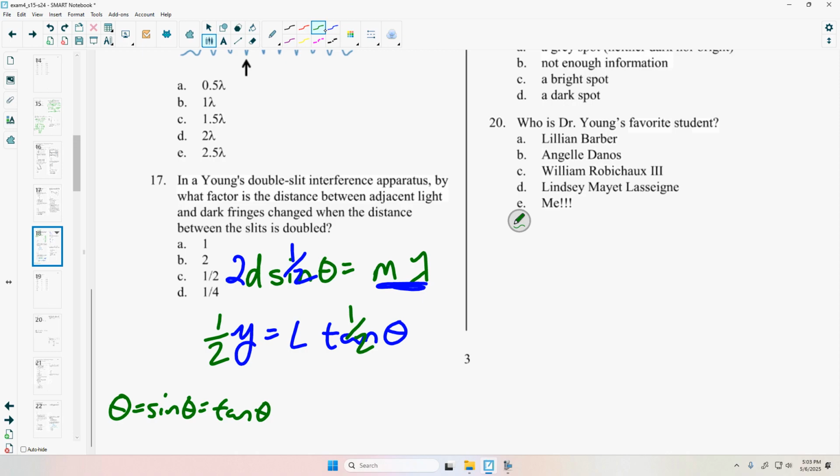The distance between the fringes, or the bright spots, is y. And so if this goes down by half, this also goes down by half. So follow that same procedure. Write out the equation, ask yourself what's changing, write it in, and ask how the other variables change as well. There's one other on almost every exam. Let's practice.